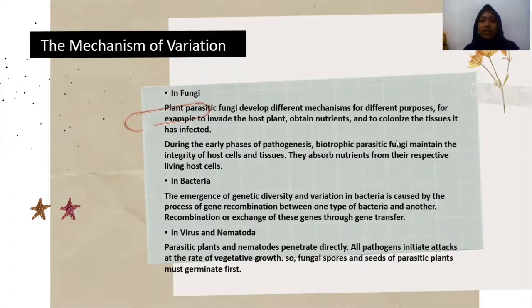Then in virus and nematodes, parasitic plants and nematodes penetrate directly. Pathogens initiate attack at the stage of vegetative growth, so fungal spores and seeds of parasitic plants must germinate first. Viruses and mycoplasma can penetrate through wounds or be introduced by intermediaries or vectors, but we have to know that bacteria, viruses, and mycoplasma never penetrate directly.